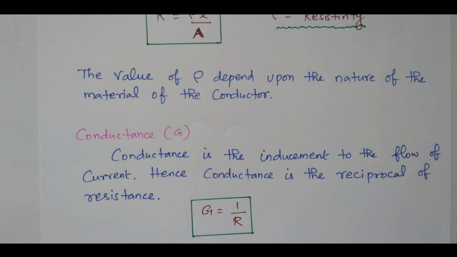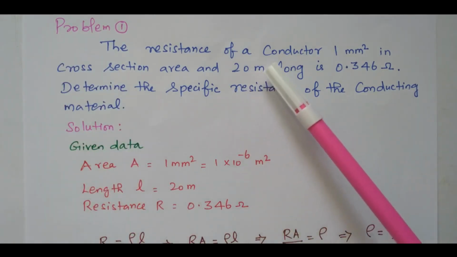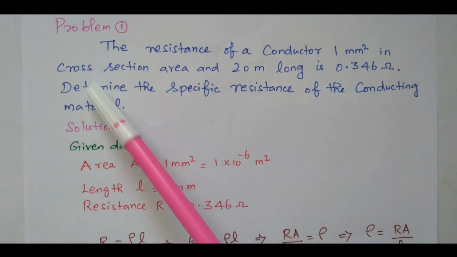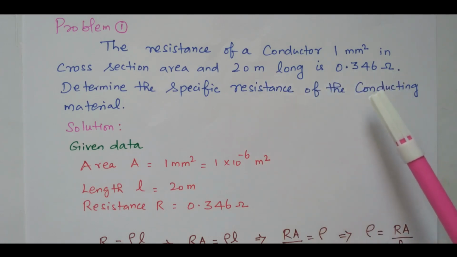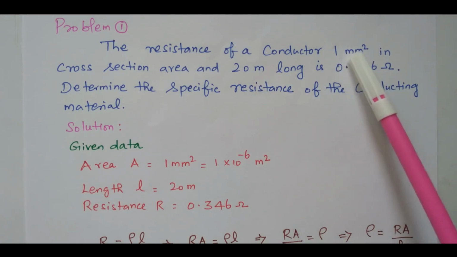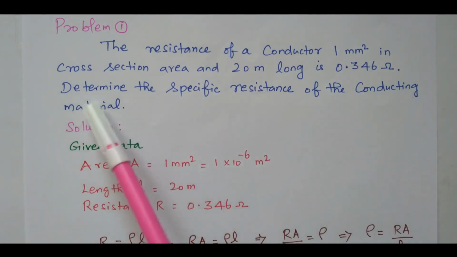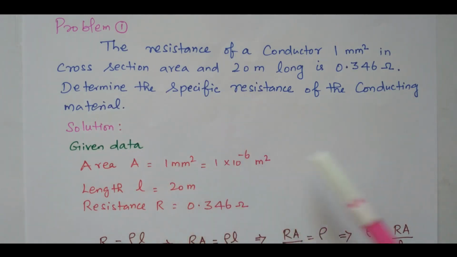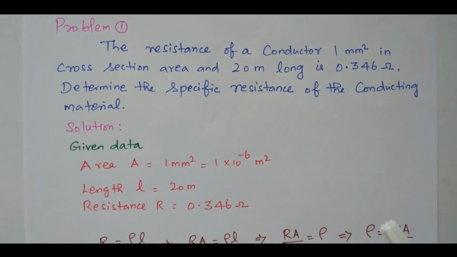Now we'll go for problems. We'll solve three different problems. Problem 1: the resistance of a conductor of 1 millimeter square cross-sectional area and 20 meter length is 0.346 ohm. Determine the specific resistance of the conducting material, that is, the resistivity. The resistance, cross-sectional area and length are given, and we need to find the resistivity.